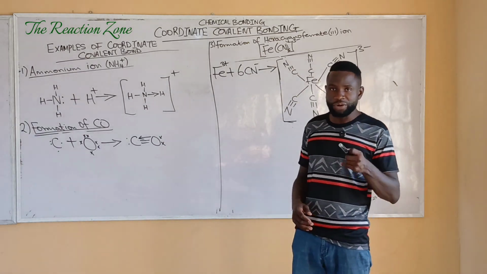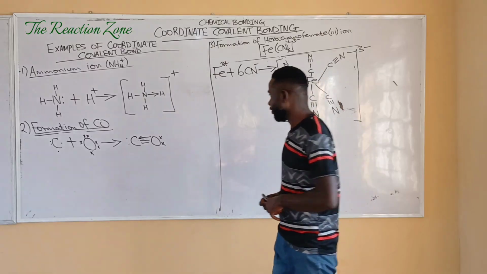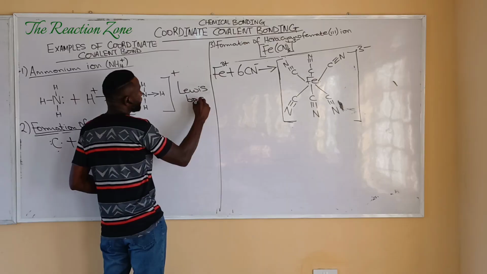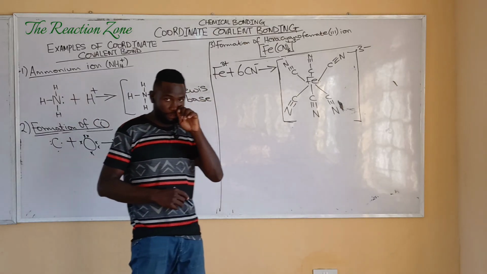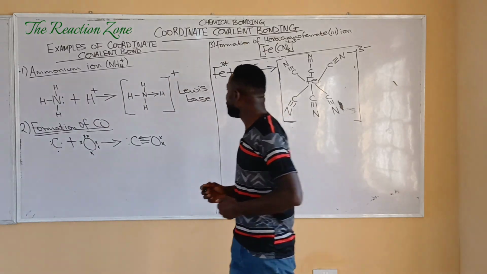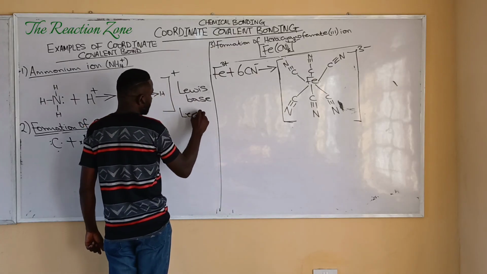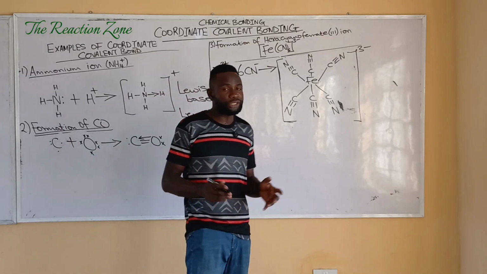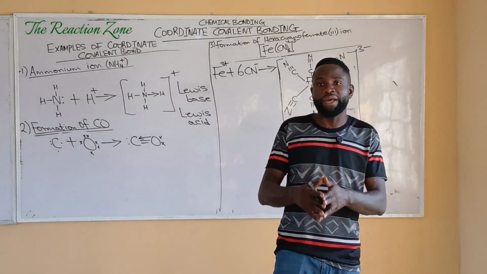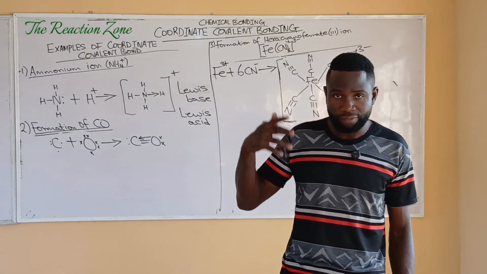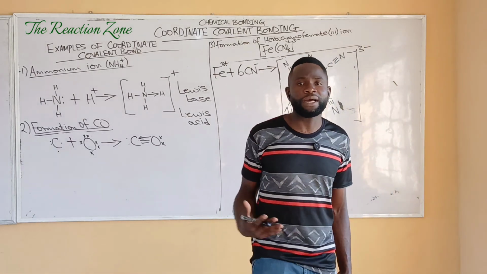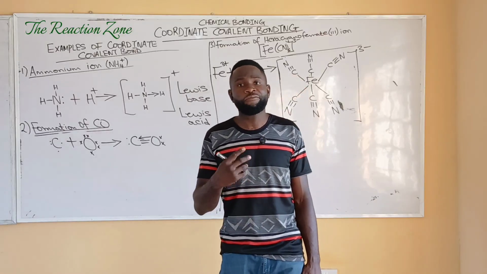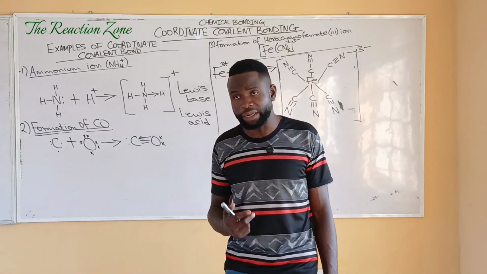The bonding atom that donates the electron pair for sharing is called a Lewis base. And the other bonding atom that accepts the electron pair is called a Lewis acid. So this means that a Lewis base is a substance that donates an electron pair in forming a coordinate covalent bond. And a Lewis acid is a substance that accepts an electron pair in forming a coordinate covalent bond.